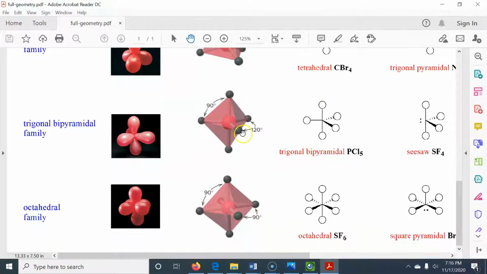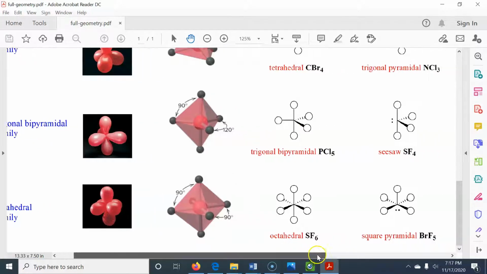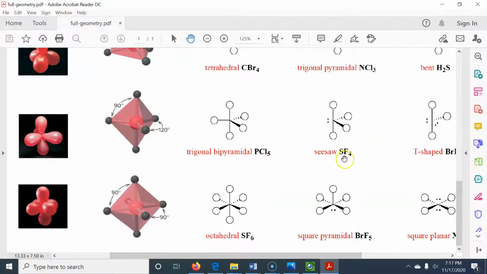So see, this atom is kind of coming towards us, and that's indicated by a wedge. And here we have one going away from us, a dash. So all 5 outer atoms are here. That's called trigonal bipyramidal because the central atom has no lone pair. It's the same as the electron domain shape. If we take off an atom, we get seesaw.